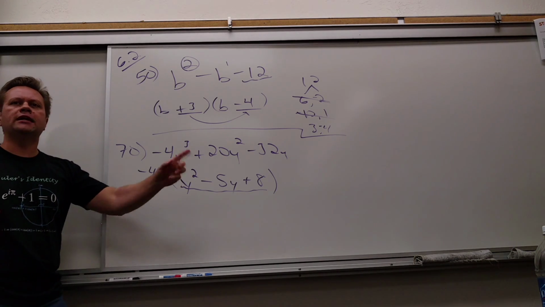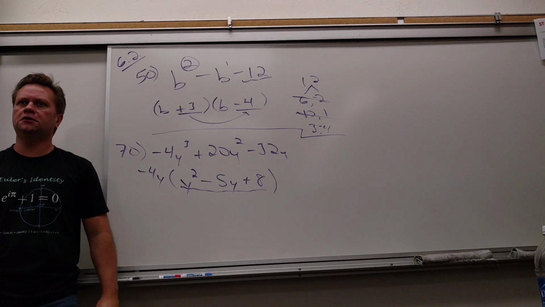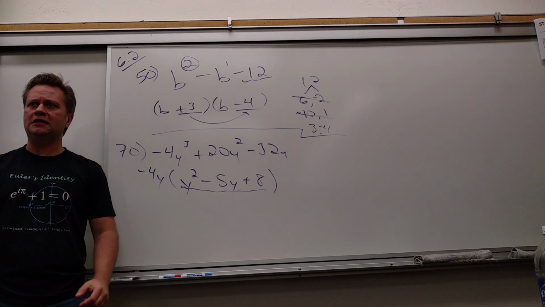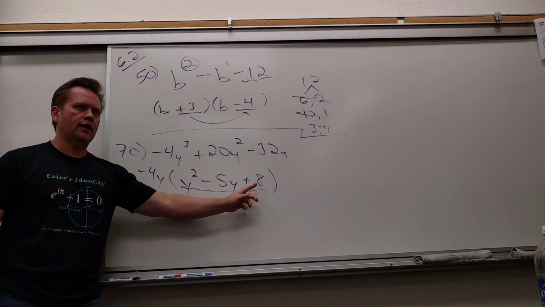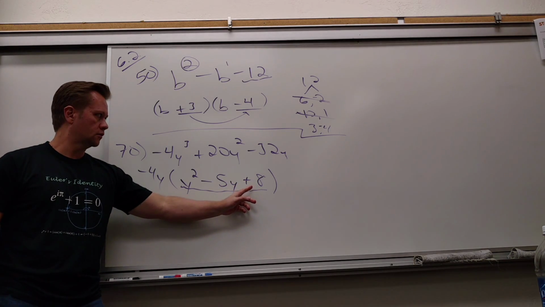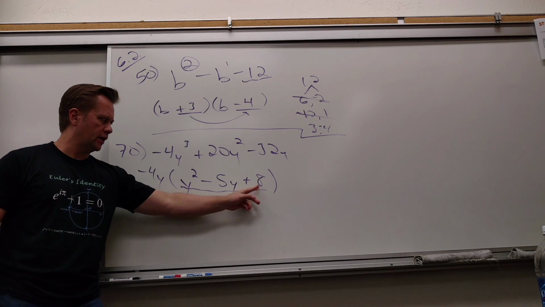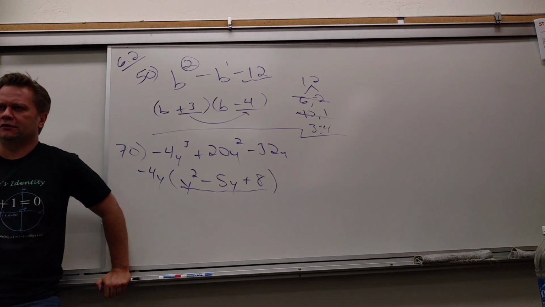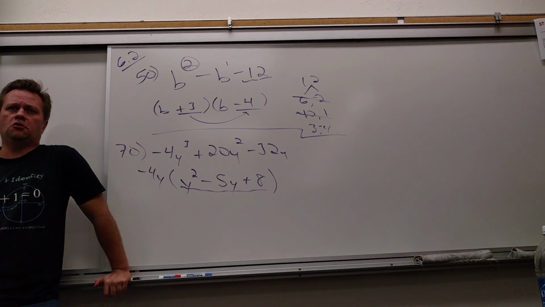So what would I need? And this is where students go a little insane. But don't. This is easy. What do I need to have happen? I need two numbers that multiply to 8 and add to negative 5. 8's only got 1 and 8. That ain't going to work. 2 and 4. That ain't going to work.